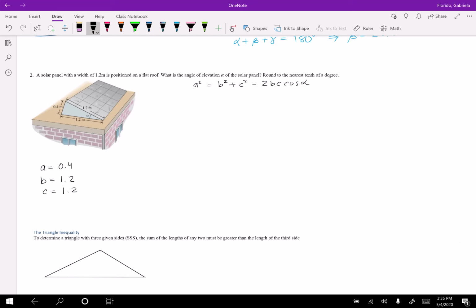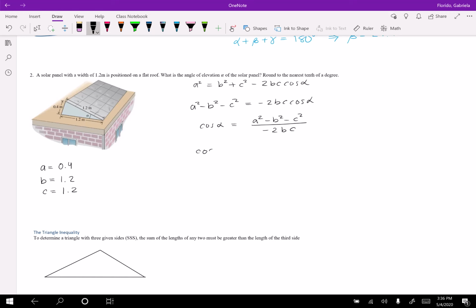So again, it's up to you if you want to solve for cosine of alpha first and then plug in the values, or plug in the values and solve for cosine of alpha. I like to not deal with the numbers at the beginning, so I'm going to solve for cosine of alpha. So we have a squared minus b squared minus c squared is equal to negative 2bc cosine of alpha. And we have cosine of alpha is equal to a squared minus b squared minus c squared all over negative 2bc.